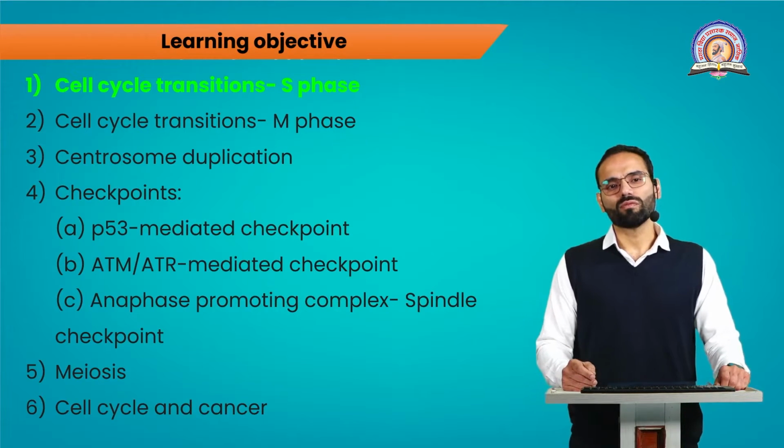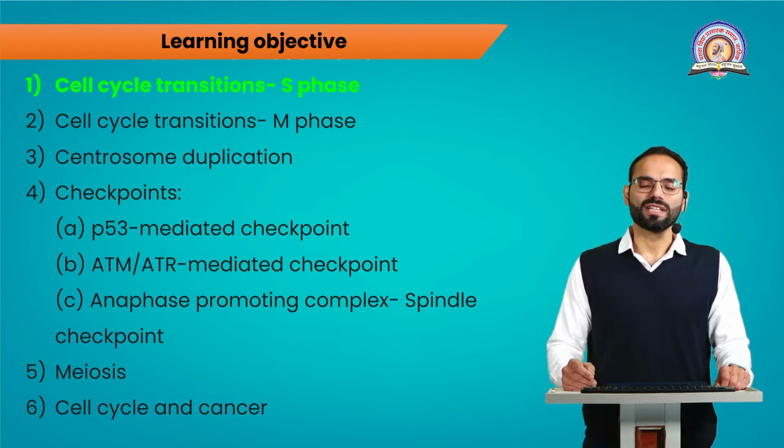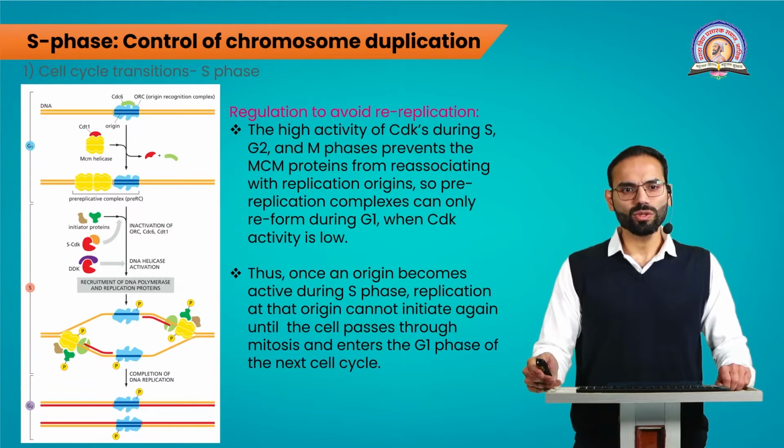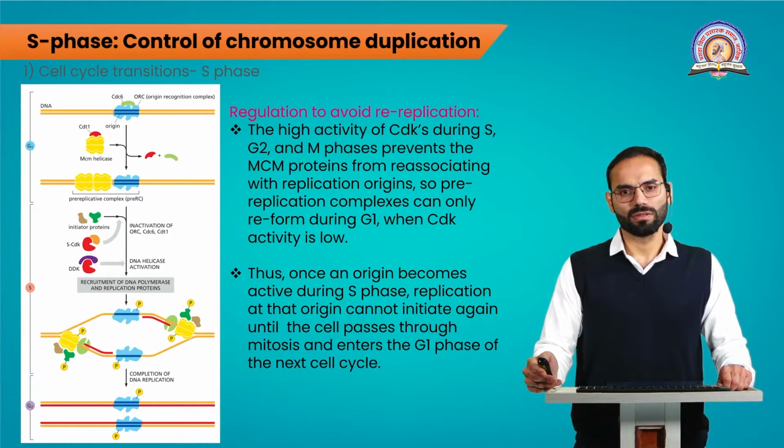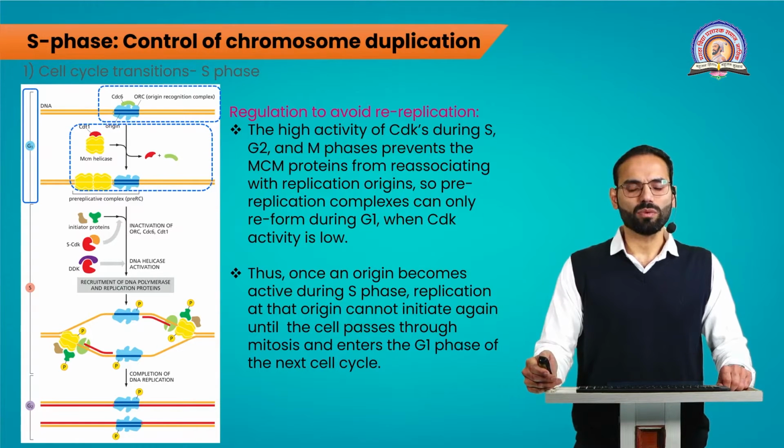So let's begin with the brief overview of the cell cycle transition which takes place during S phase of the cell cycle. During the S phase, chromosome duplication happens. This chromosome replication typically takes place at one of the important sites on the genome, that is the origin of replication. On the origin of replication, the origin recognition complex protein binds. And there is also one catalytic protein, CDC6, which is loaded onto these sites.